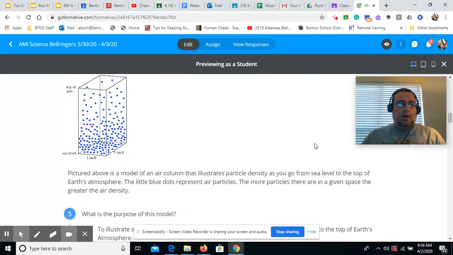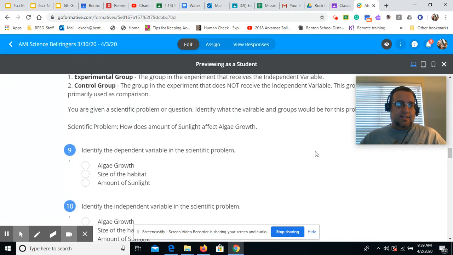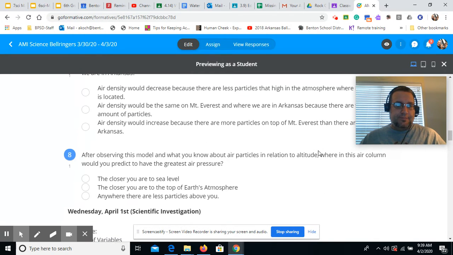All right, and our second question we're looking at is going to be number 8. It says, after observing the model, what do you know about air particles in relation to altitude? Right. So relation meaning how are they connected, just like your relatives or people you have a relationship with. How are they connected to altitude?